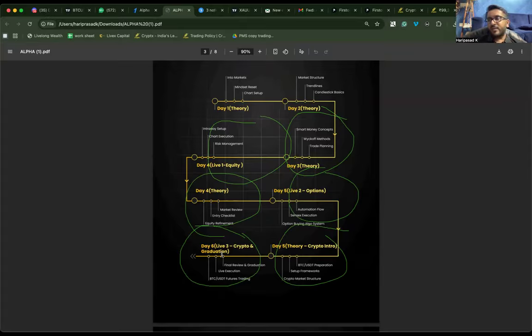So you are going to be learning how equity intraday trading can be done, and how index option buying can be done. You're also going to be learning a strategy for cryptocurrency. So Indian market equity, Indian market options, and also a strategy for crypto to trade in international markets. All those things are going to be there.